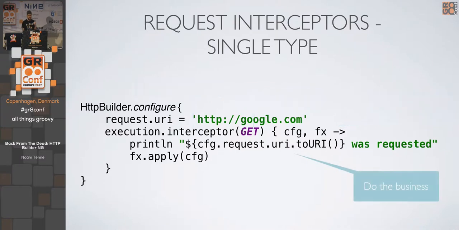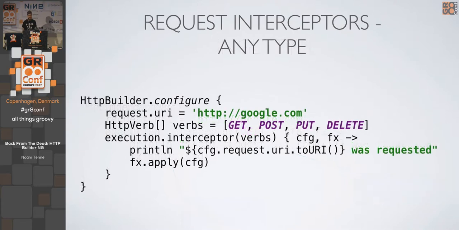So you've got the configuration, you've got the method, and then just simply do the business, and then, well, profit, if you watch South Park. But it's not only limited to one method type. You can do it with multiple method types: get, post, put, delete, patch, whatever. All you have to do is specify an array of those values, and you're good to go. It's exactly the same thing.